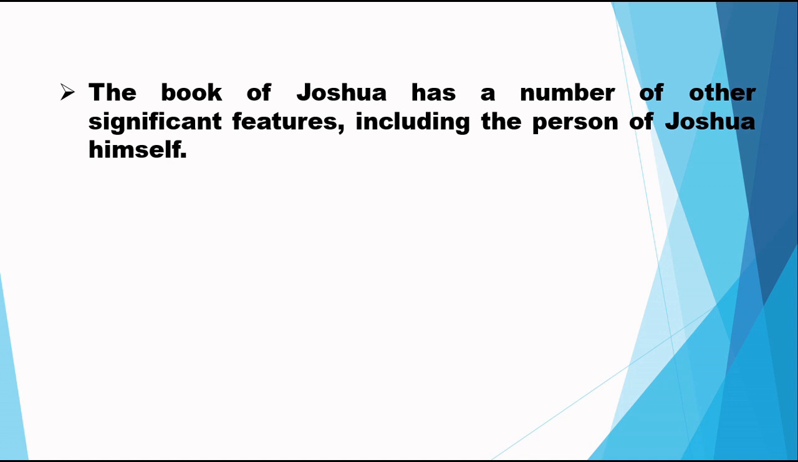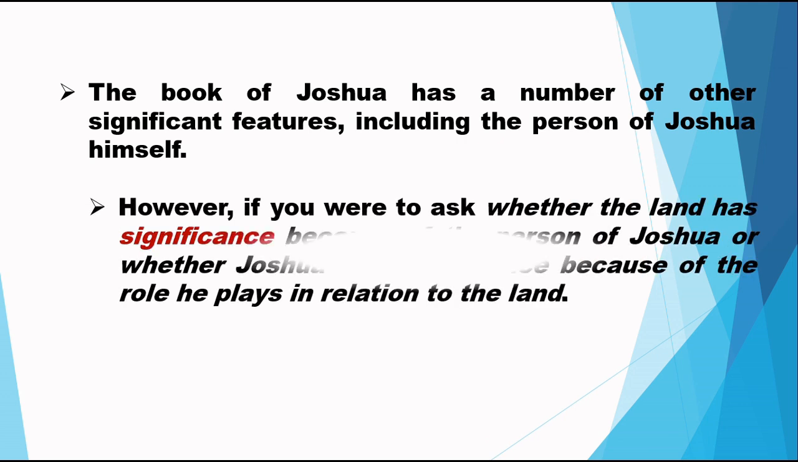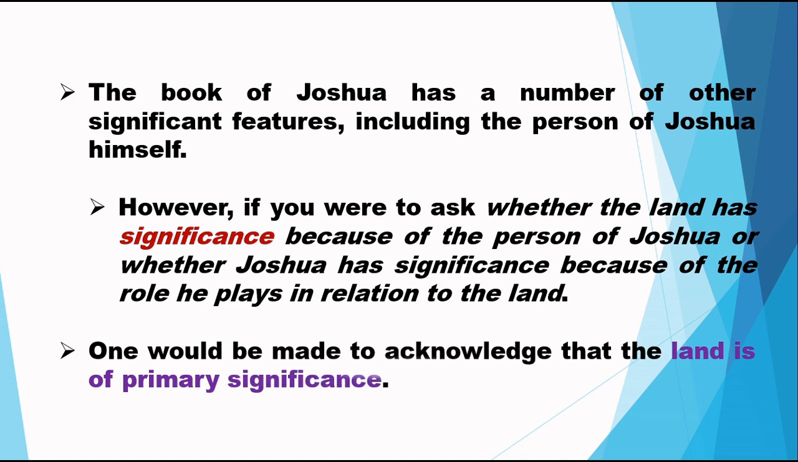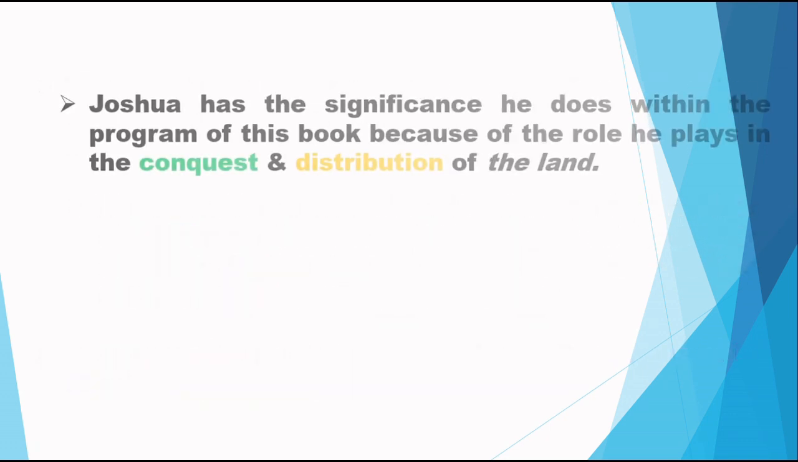The book of Joshua has a number of other significant features, including the person of Joshua himself. However, if you were to ask whether the land has significance because of the person of Joshua or whether Joshua has significance because of the role he plays in relation to the land, one would be made to acknowledge that the land is of primary significance. So if the land is of primary significance, then I do not understand why the book is called the book of Joshua. I'd rather have it called the book of Canaan, the land of Canaan. That is just my own thought.